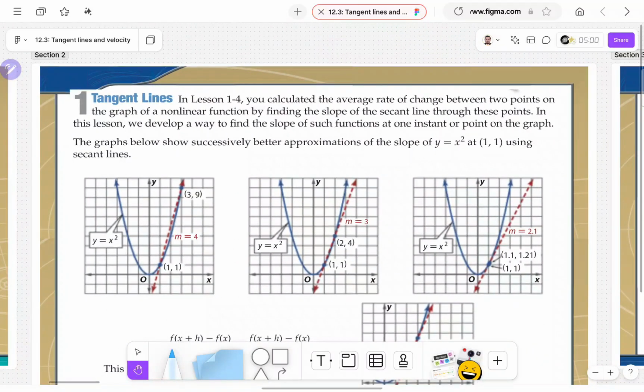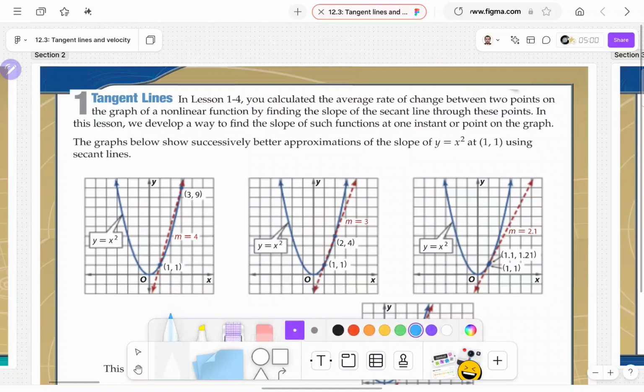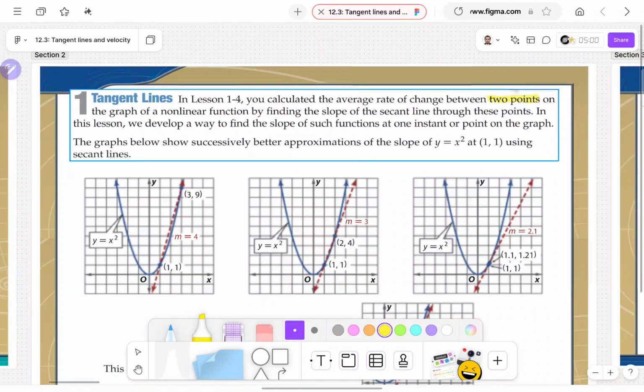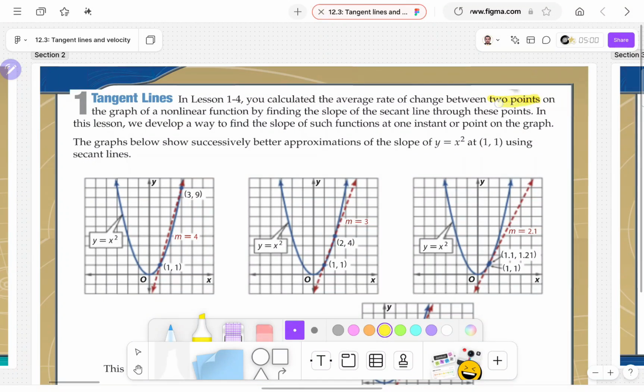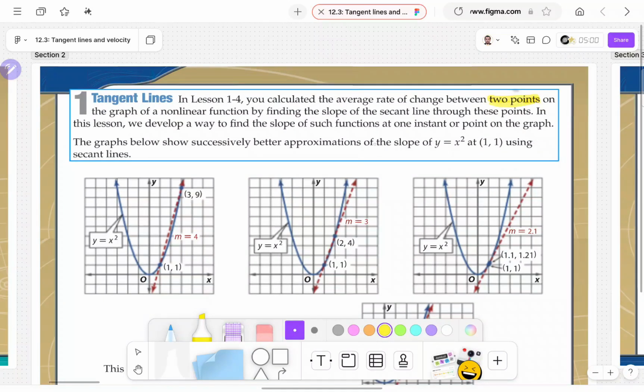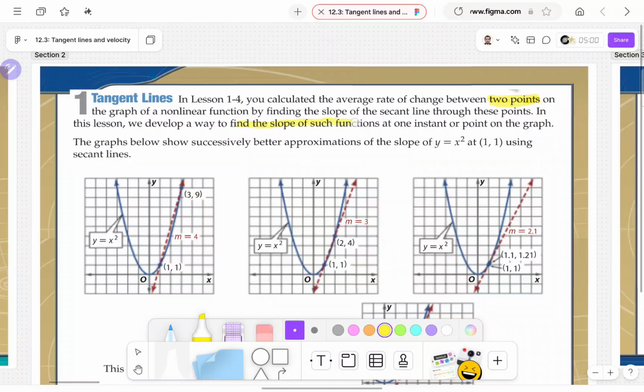And in the lesson, let's say in lesson 1.4, we calculated the average rate of change. And if we need to calculate the average rate of change, we need to use 2 points at least to calculate any slope or the rate of change. But in this lesson, we're going to learn how we can find the slope or the rate of change using 1 point only. For example, look at this one here.